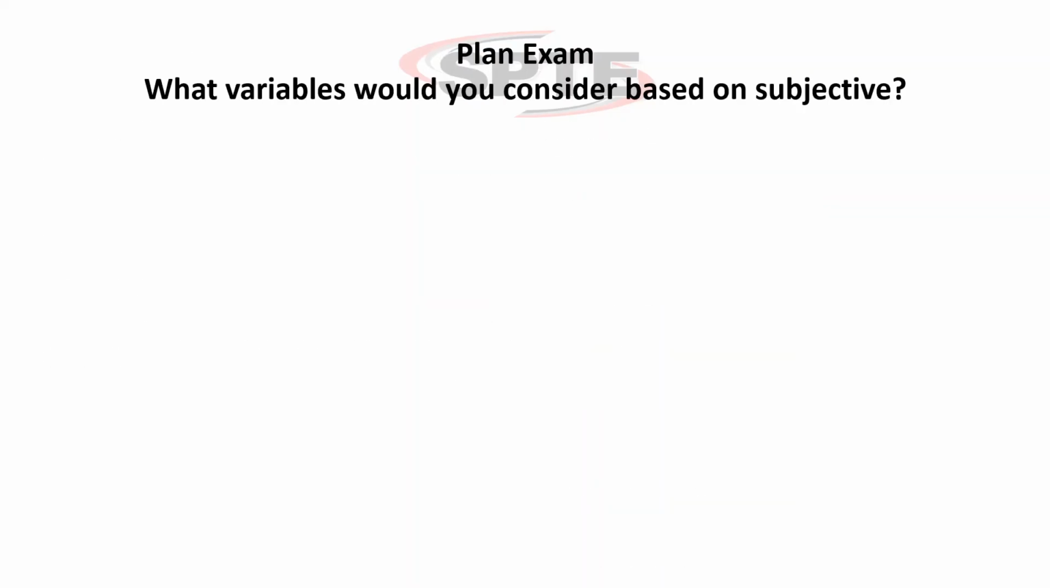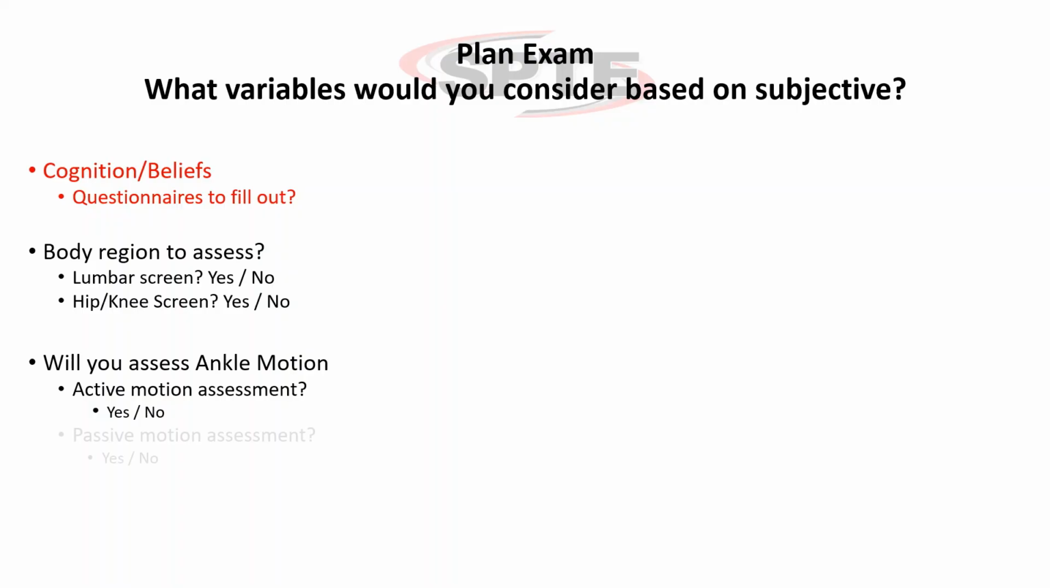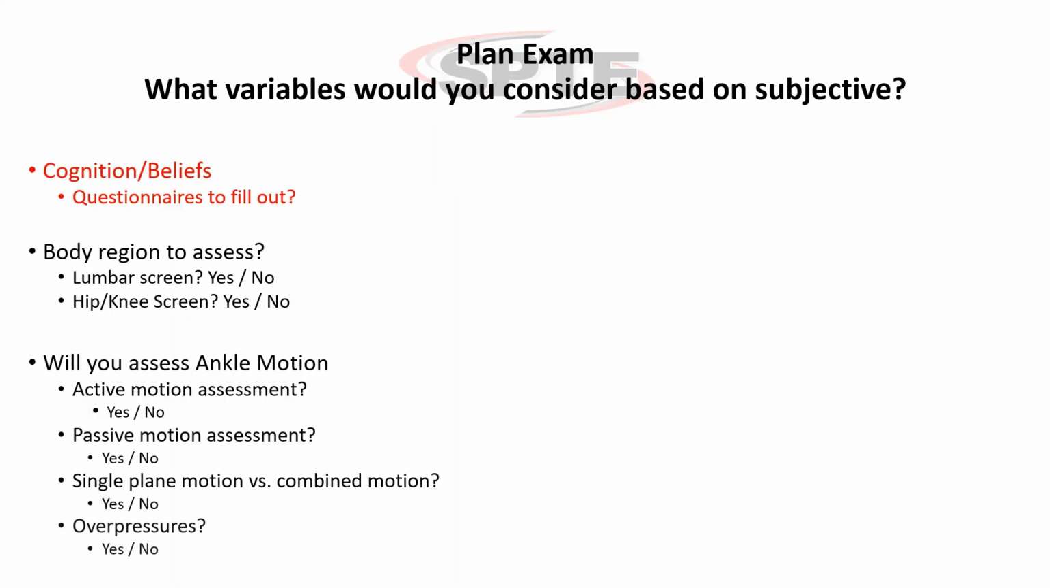Based off of the current elements of the exam, what elements would you look at in terms of cognitions and beliefs? Are there any functional questionnaires you'd have them fill out? What body regions would you want to assess, looking at lumbar, hip and knee? Will you assess ankle range of motion both actively and passively, single plane versus combined plane, and would you apply overpressures? Does irritability allow you to move into that vigor of your exam? So that's our standard elements.